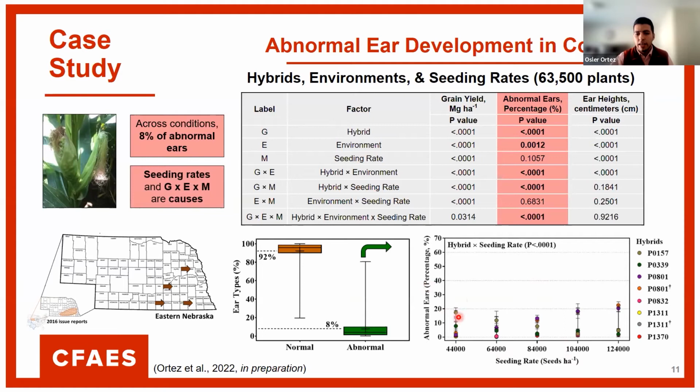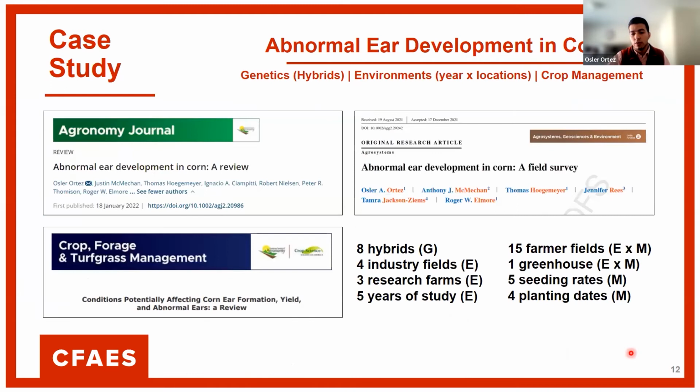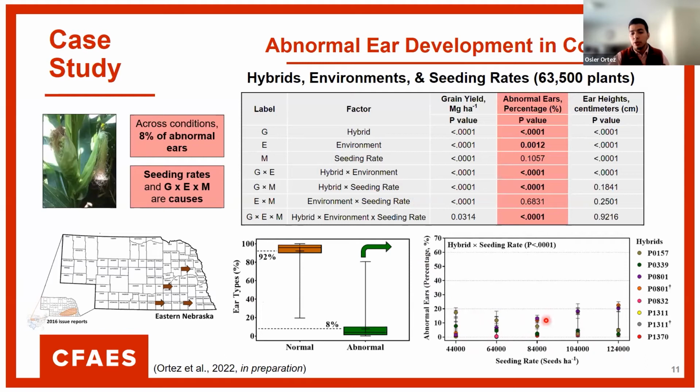And over here, hybrid by seeding rate, what we can see is that we have seeding rates ranging from 44,000 seeds per hectare all the way to 124,000 seeds. And without worrying too much about the numbers, 84,000 will be equivalent to 34,000 seeds per hectare, which is the number that we like to use. So 34,000 here in the middle, anything below will be lower seeding rate per acre, and to the right will be high seeding rates per acre.